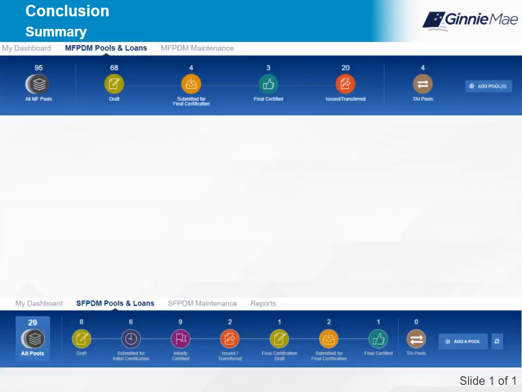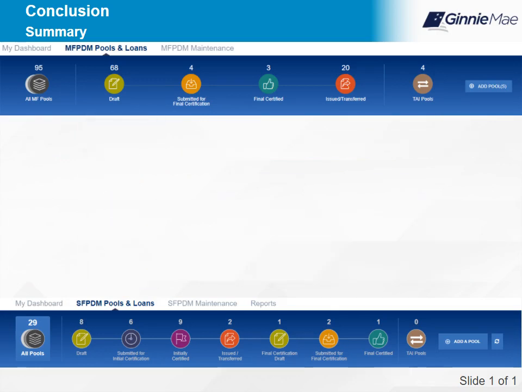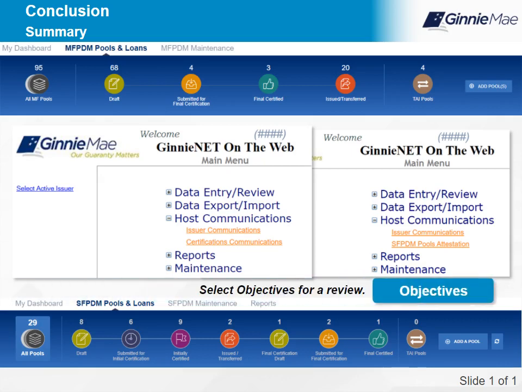The goal of this training was to provide you with a high-level overview of the pool certification process. You learned about the document custodian's role, the timeline for processing, and the steps in GinnieNET to certify or reject a pool. You also explored how to access the issuer communications and certification communications via the GinnieNET Host Communications channel. Select the Objectives button to review the learning objectives for this course. This concludes the training. You may use the Exit button to leave this presentation at this time.